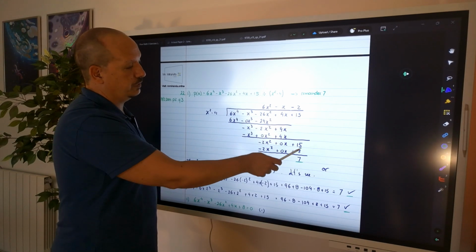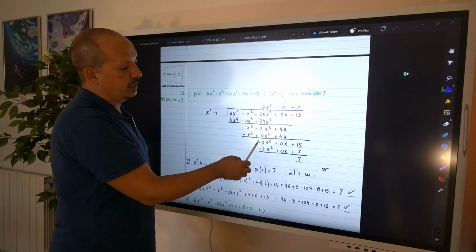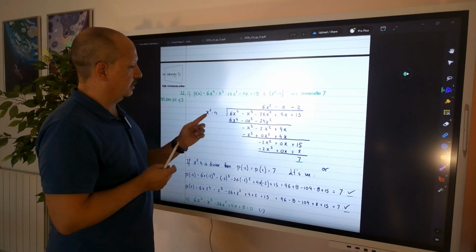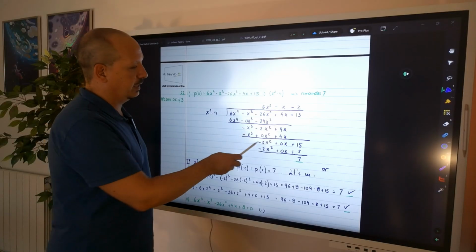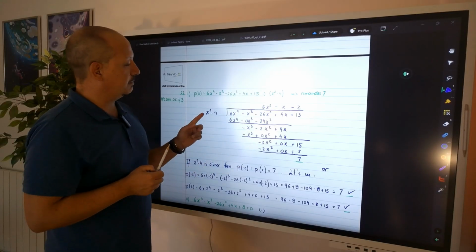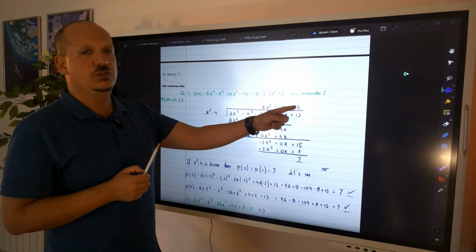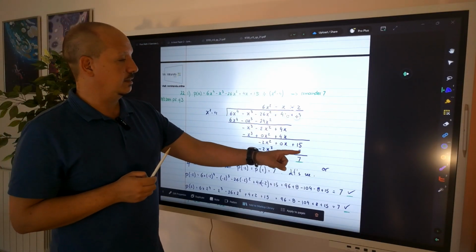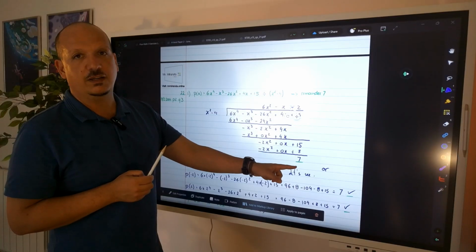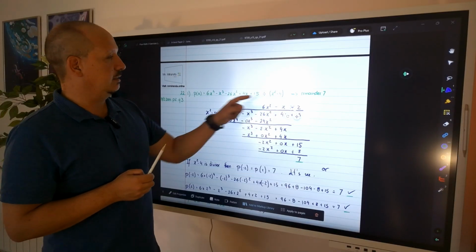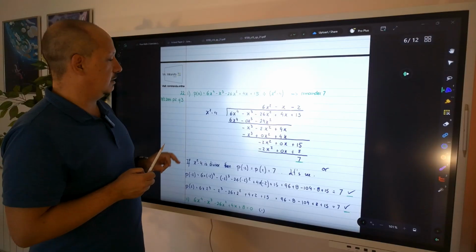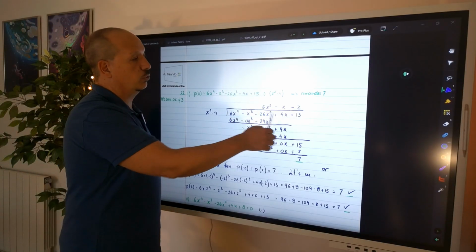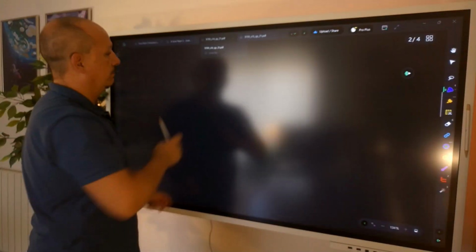Now you bring this 15 down. Here you have minus 2x squared, which is the same order as that one, so you can still divide. Minus 2x squared divided by x squared is just minus 2. Multiply again, and this is what you'll get. Subtract, and you have the 7 there. You get the remainder, and the quotient as you were asked.